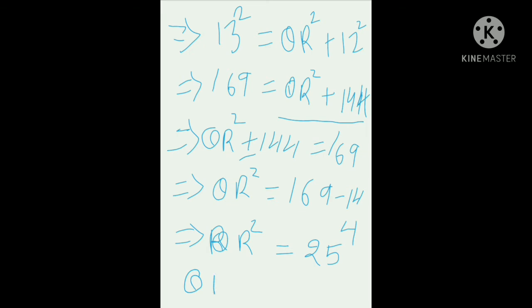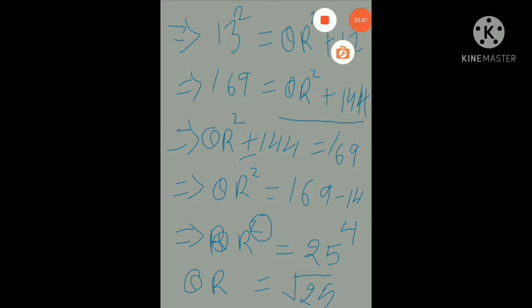Now QR square is equal to 25. When this square goes to the right hand side, it becomes a root. So it will be root 25. The square root of 25 will be 5, right? You know how to find the square root, so you can find it by yourself. So here we get QR equal to 5.